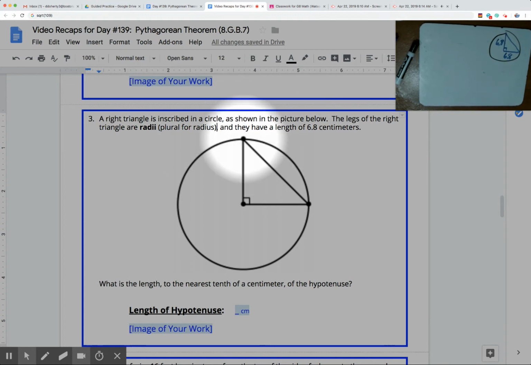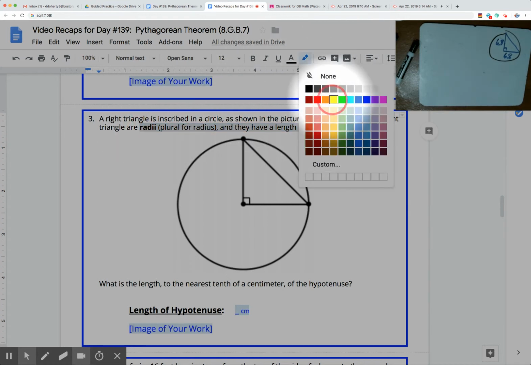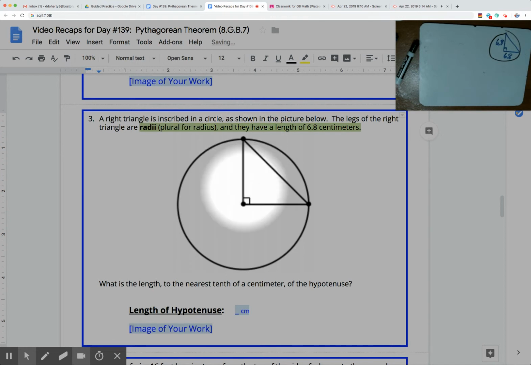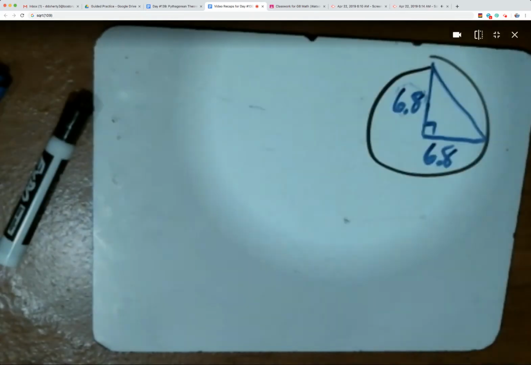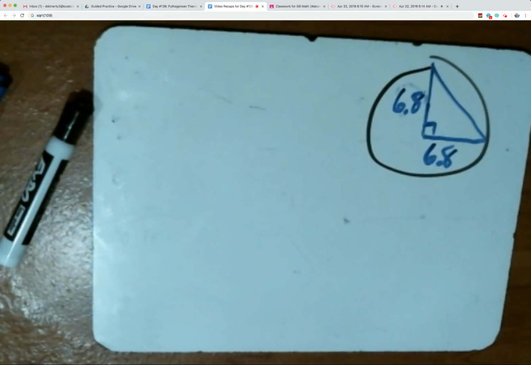So the key to recognize here, the diagram was tricky because the diagram wasn't labeled for you. But if we carefully read the problem, we can see this key piece of information, that both of the radiuses, what they call radii, are going to be 6.8 centimeters long. So when you take a look at my drawing now, we've got a right triangle shown in here. We know two sides. If we know the radius of this circle is 6.8, then we know two sides of this right triangle that was drawn into that circle.